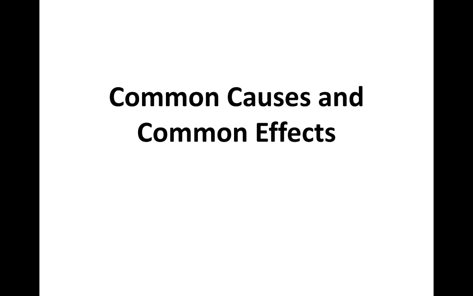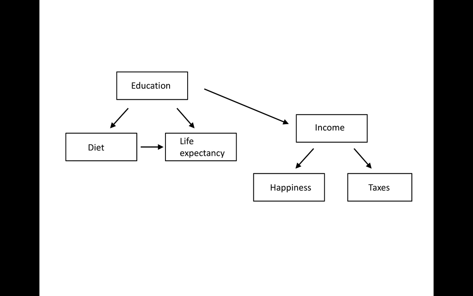This video covers common causes and common effects. If one variable is a cause of two or more other variables, we call it a common cause. Common causes can be direct or indirect. Here, education is a direct cause of diet, and also a direct cause of life expectancy. Thus, it's a direct common cause of diet and life expectancy.